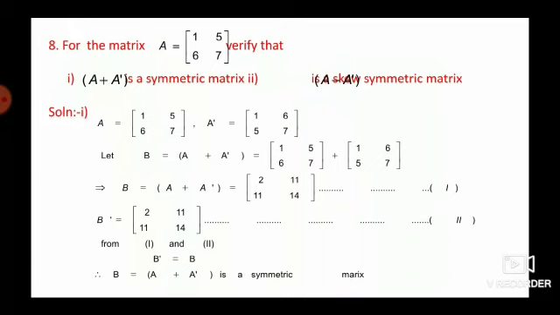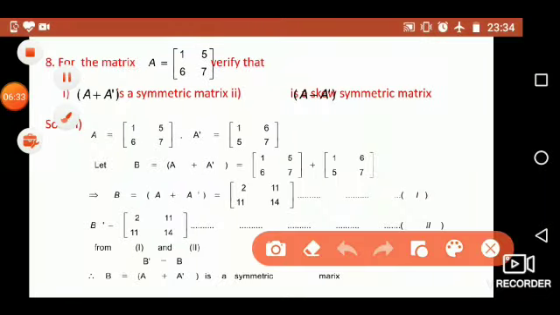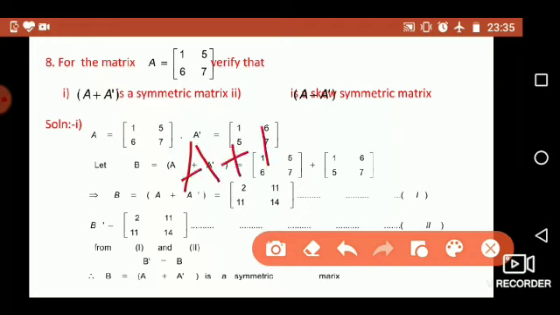Moving to the next question, question number 8. For the matrix capital A, which is of second order, containing the elements 1, 5 in the first row and 6, 7 in the second row, we have to verify that A plus A dash is symmetric and A minus A dash is a skew symmetric matrix. Now in this case, let me find the symmetricity. My dear students, in our 6th lecture, we have proved the theorem that A plus A dash is always symmetric. This is proved.